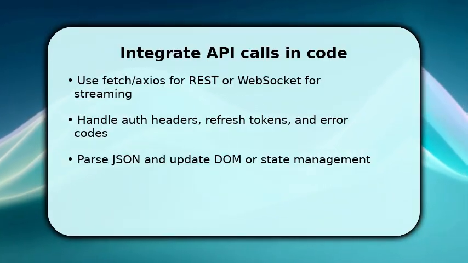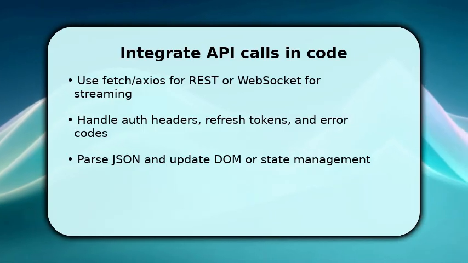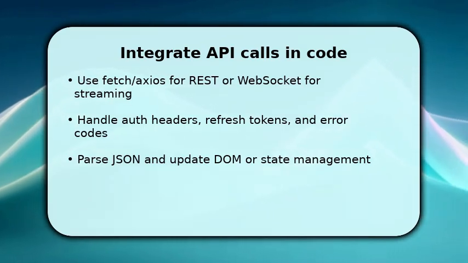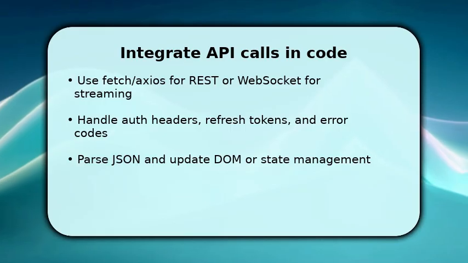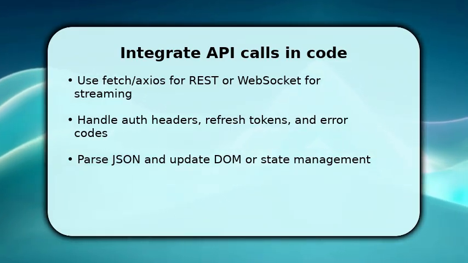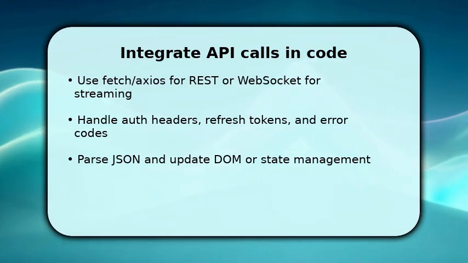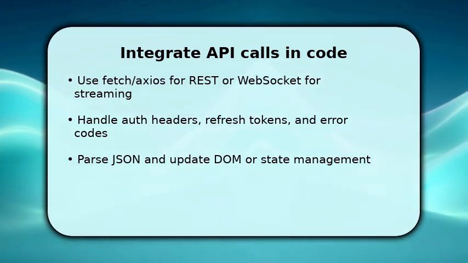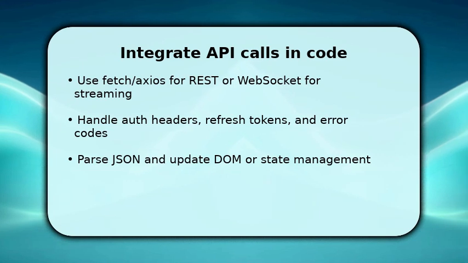Once the request is sent, parse JSON responses and update the DOM or your app state so users see results immediately. Make sure to implement retries and exponential backoff for transient failures, and store refresh tokens securely so you can obtain new access tokens without forcing relogin.